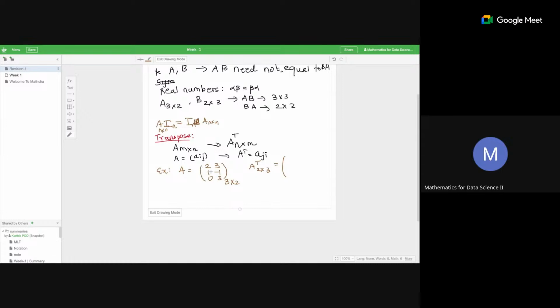Right? And here you see that the rows are going to become the columns and the columns are going to become the rows. So the 2, 3 is the first row. That will become your first column. The second row will become your second column. The third row will become your third column. So this is what transpose is. The rows and columns get interchanged.